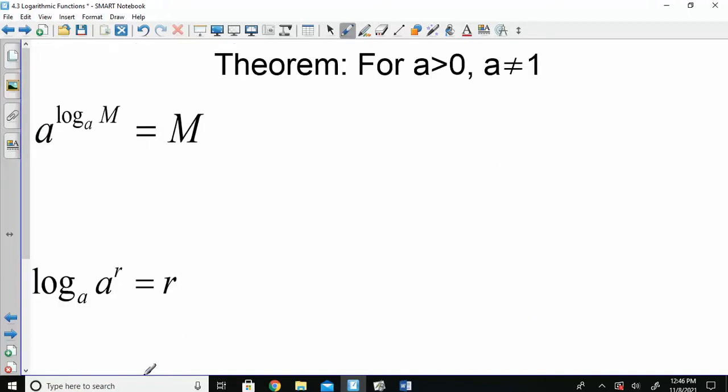A couple other properties that we need to know. A to the log base A of m power equals m. And log base A of A to the R equals R. These are kind of confusing, but if we think about in terms of numbers, I think it will be a little bit easier to understand.